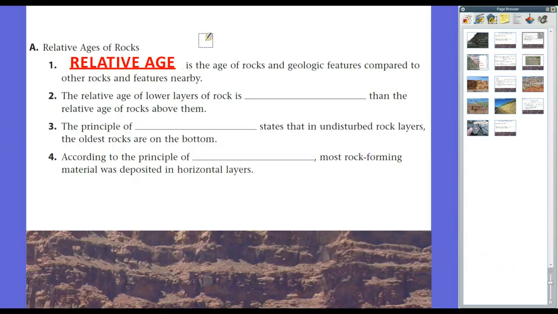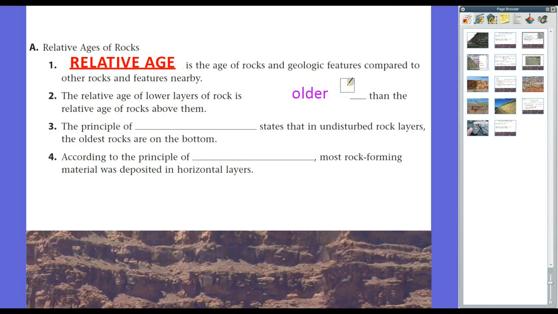But what we're going to be talking about today is the age of rocks in relation to each other. If we find layers of rock or soil or sediment or anything like that, we can determine which ones are older and which ones are younger through a series of processes. So, relative age is the age of the rocks and geologic features compared to other rocks and features nearby. Now, the relative age of lower layers of rocks is greater or older than the relative age of rocks above them. It's easy to think about that.